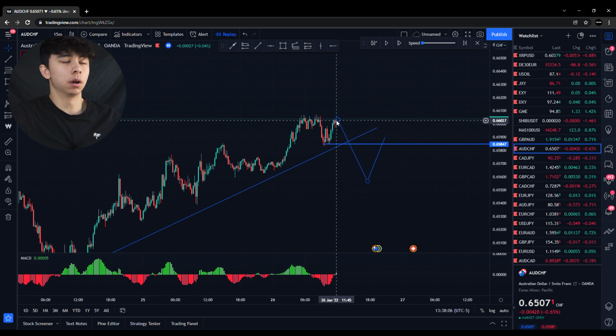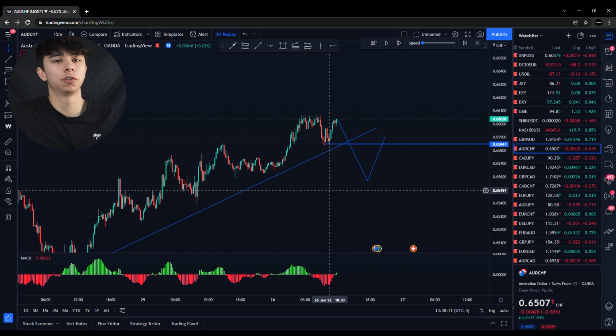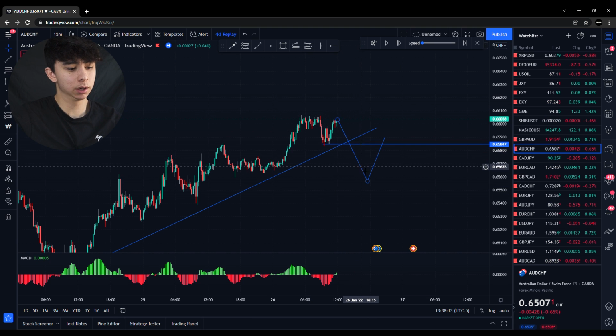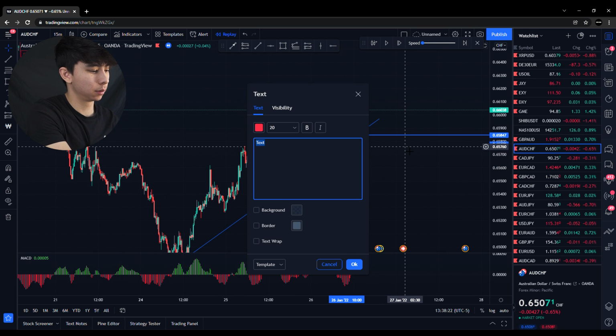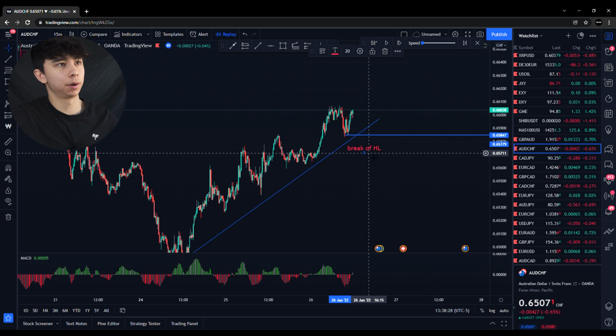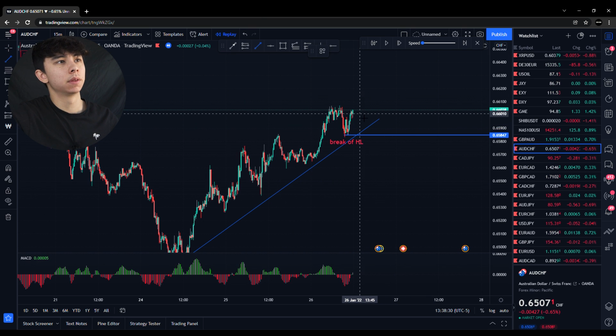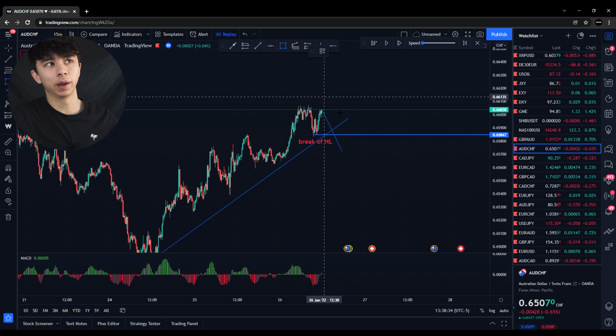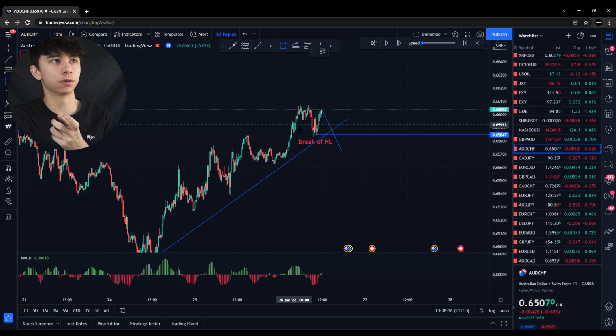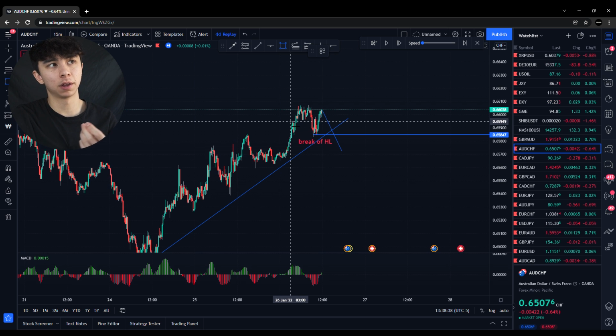Anyways, so we're waiting for price to break this line. That's all we're looking for. Just to make it easy for you, we're looking for a break of a higher low. That's it. Once we've broken this higher low, we know the way institutionals and big traders work is they always want to get the best price possible.